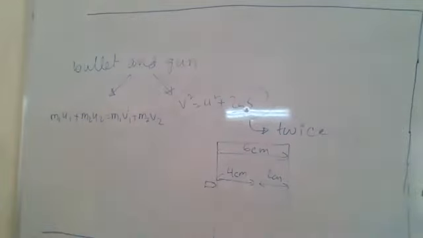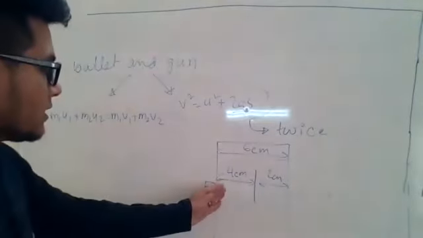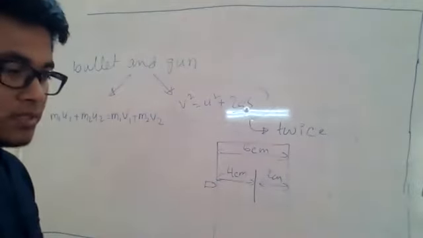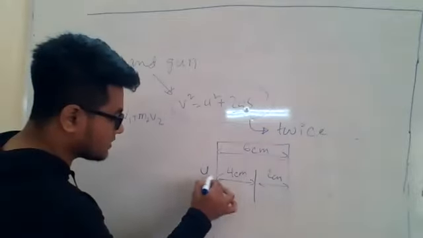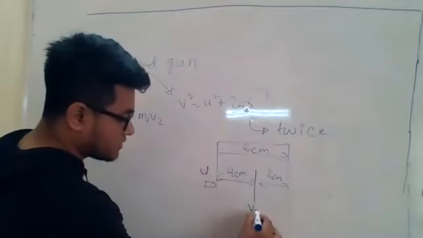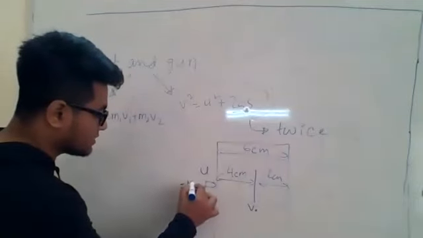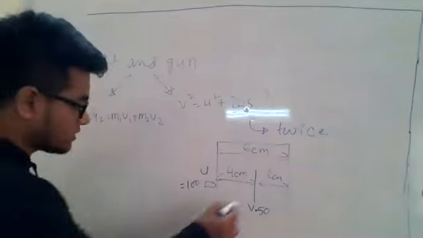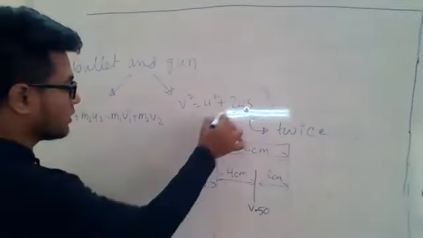Now there will be clearly two parts. They will give you a condition that after entering 4 centimeter, the velocity has reduced to half or 1/3. So for this part you will find the initial velocity, with what velocity the bullet is coming, and the final velocity, which they will say has become half. So if the initial velocity is 100, then half will be 50. For this part, you know u and v, and you will calculate a from here.